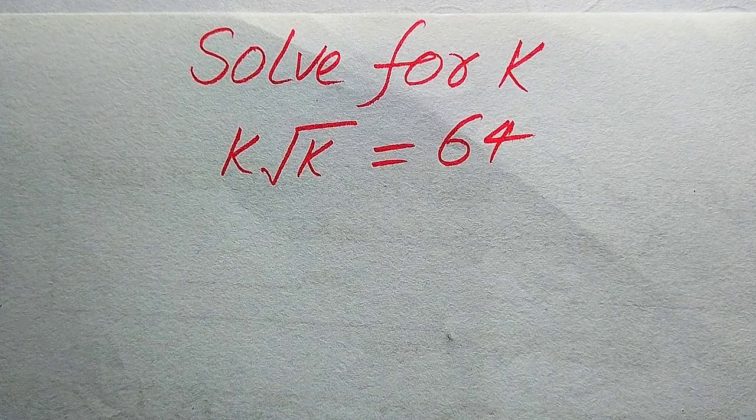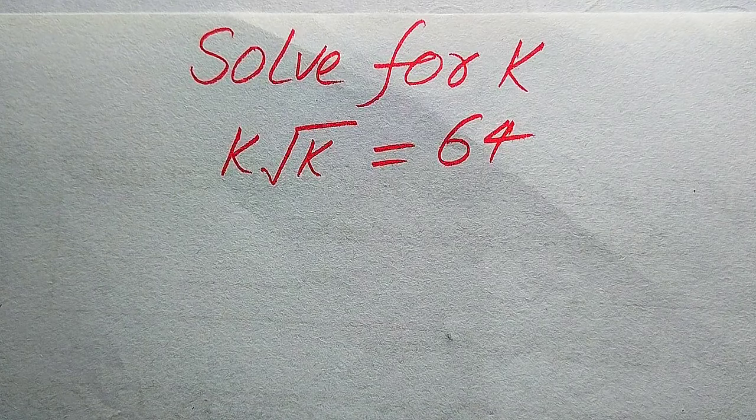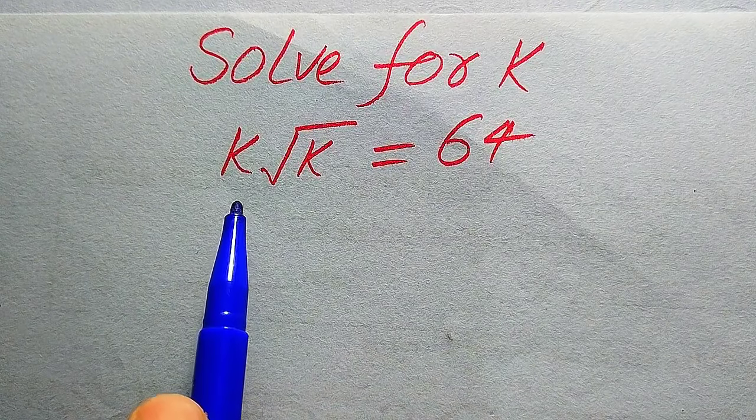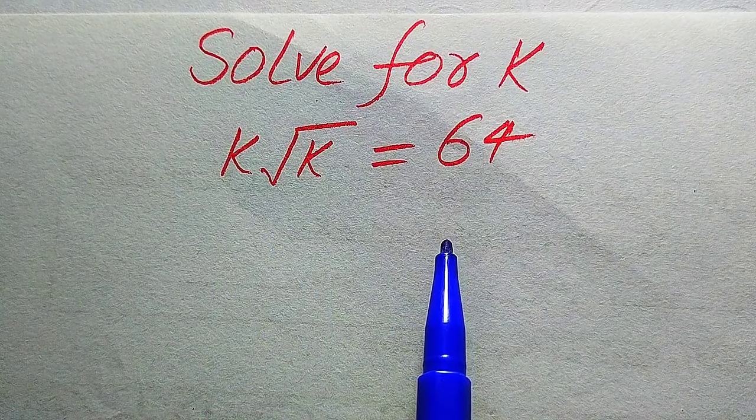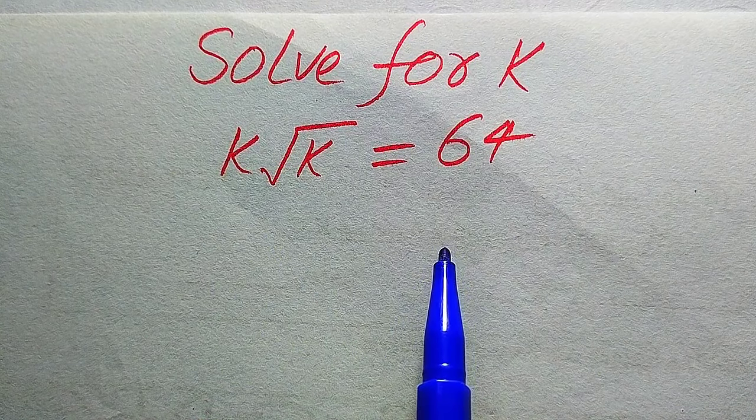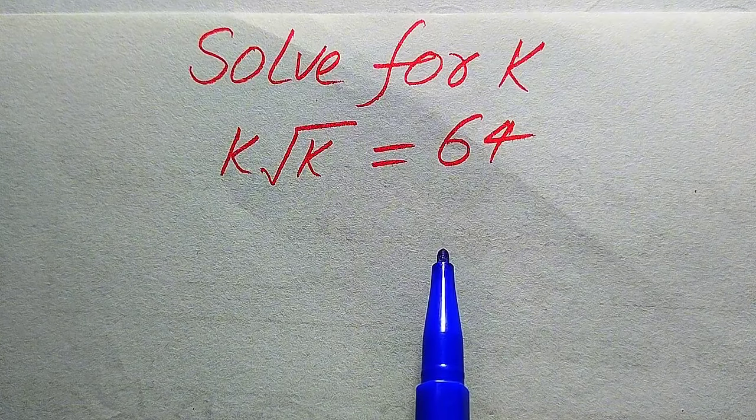Hello everyone, how to solve this problem for the values of k. If we have k times the square root of k is equal to 64, we solve this problem for all the values of k.